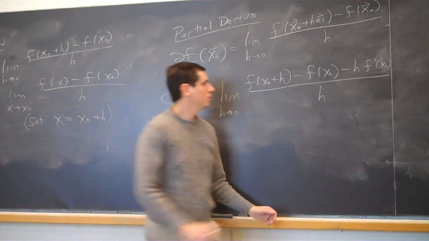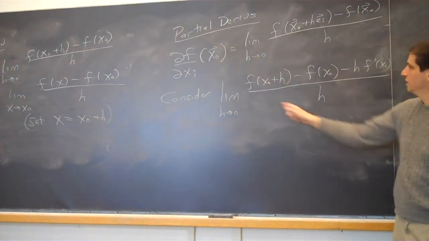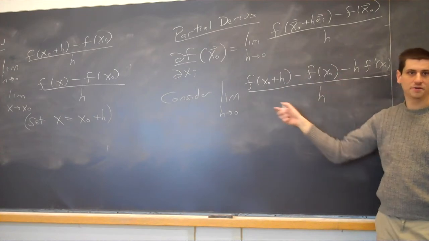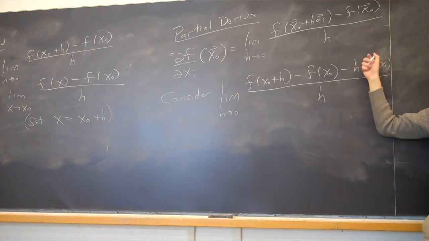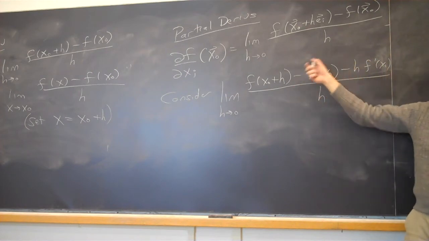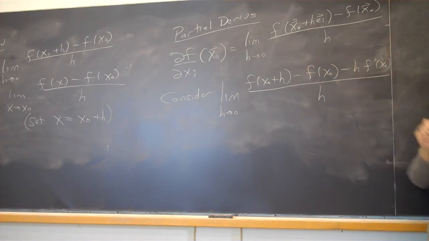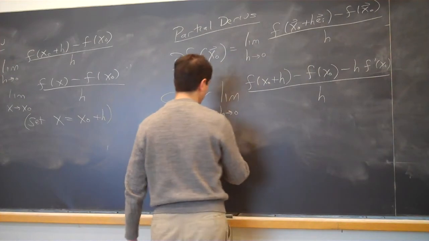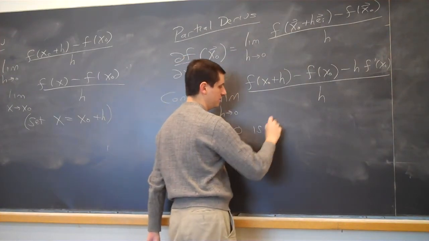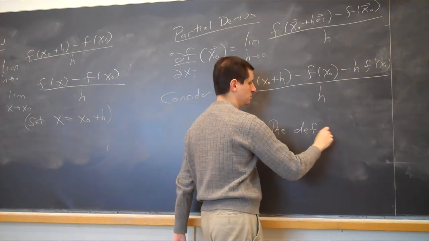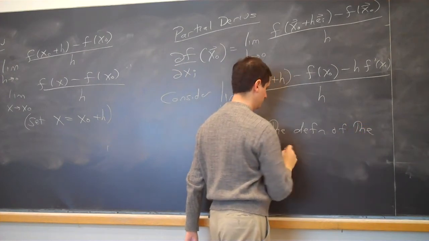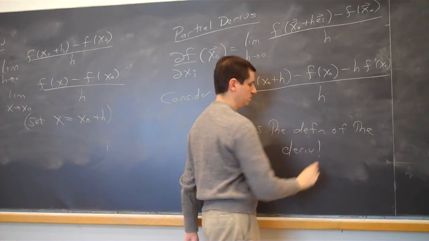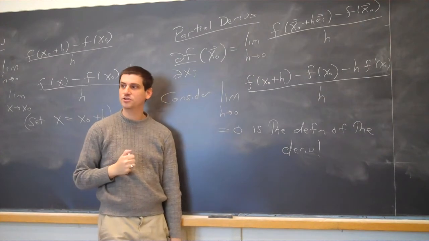0. So this part over here looks like f prime at x0. What's h divided by h? 1. So we have f prime of x0 in the limit minus f prime of x0. So the fact that this limit equals 0 is equivalent to differentiability. So equals 0 is the definition of the derivative. This is a much better definition to generalize.